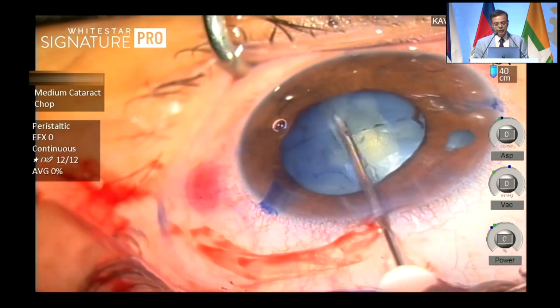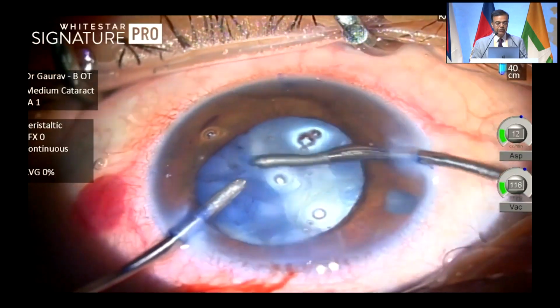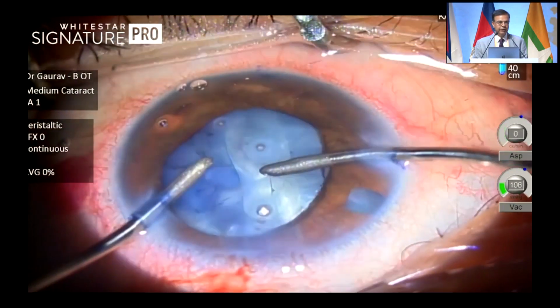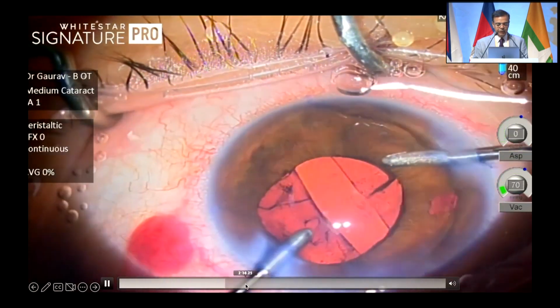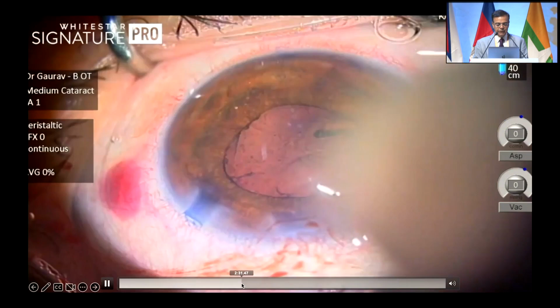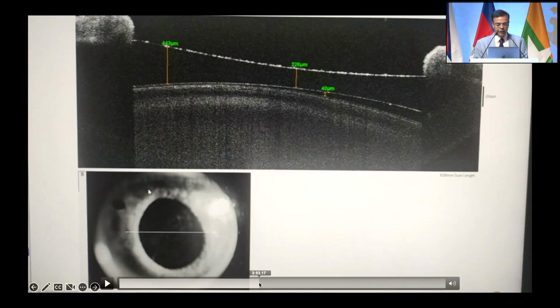Now it's of course a soft cataract, but you can imagine the kind of stress. It might have just ruptured on its own if I'd left it like that for some time. So I salvaged the situation here, and this patient was planned for a toric lens because this was a high astigmatism, but I think eventually we didn't put a toric lens.